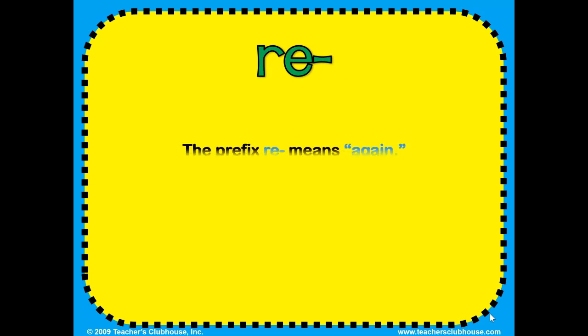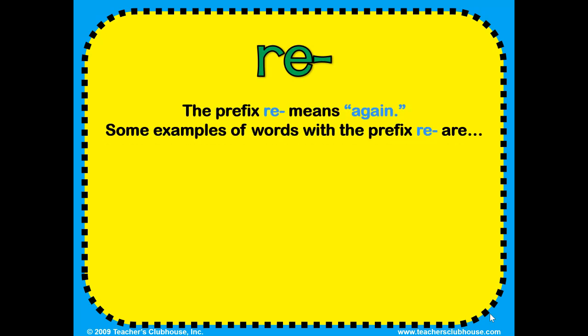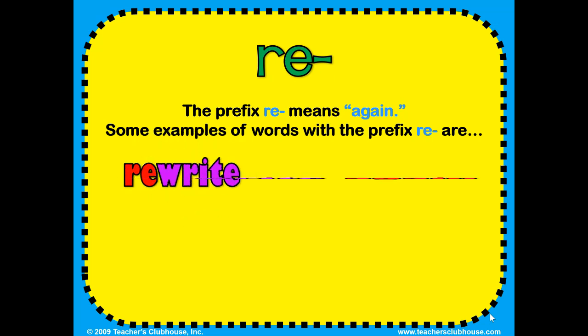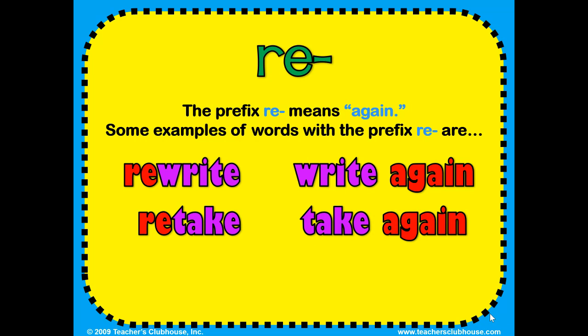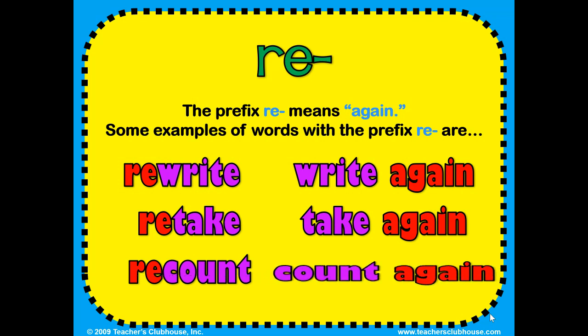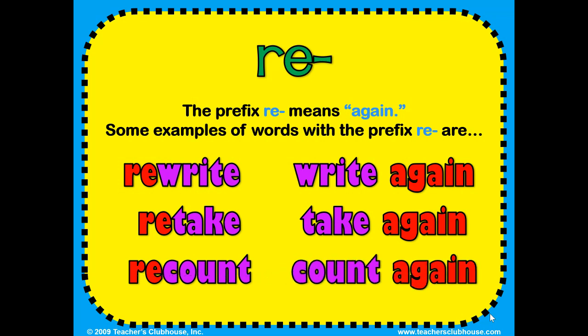Now let's take a look at the prefix re. The prefix re means again. So if you put this in front of a word, you will change the meaning to mean again. Some examples of words with the prefix re are rewrite, which now means to write again. Retake, take again. Recount, count again.